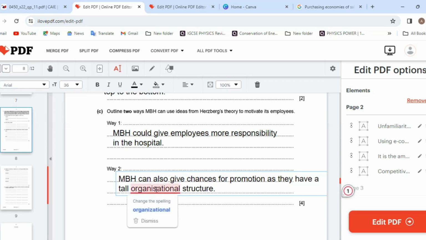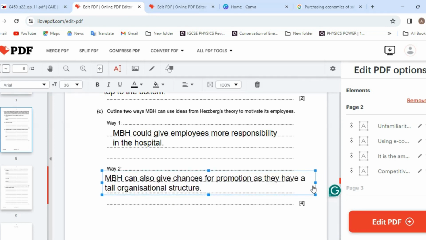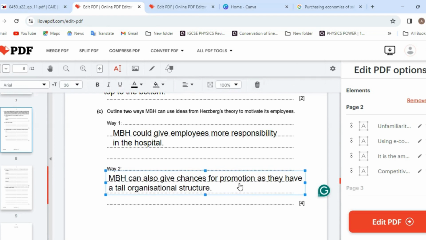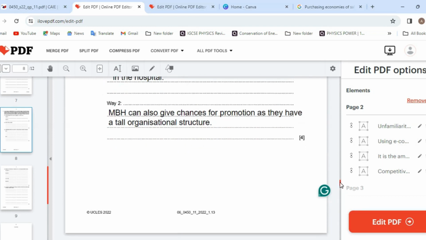That is, we have identified two. Of course, it can also offer more praise for good work done by the employees. Now let us move to the next question. What do we have?